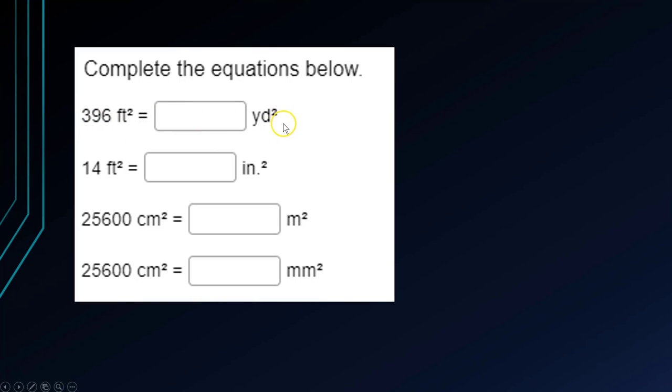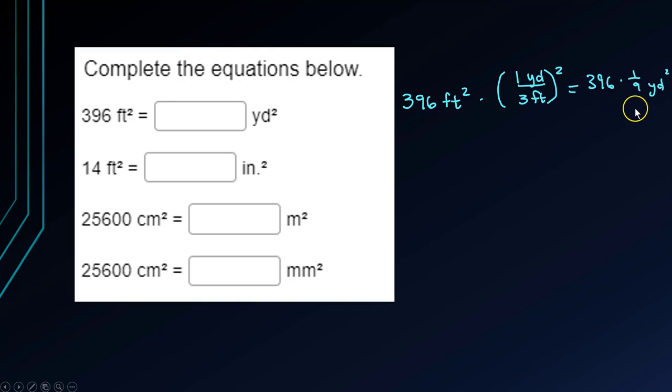We know that there are 3 feet in a yard. But I'm going from square feet to square yards, so I have to be careful about how I do this. So I'm going to start with 396 square feet. I know it's 1 yard over 3 feet, but I'm going to square that conversion because I want square yards and square feet. So basically I'm eventually going to take 396 and divide it by 9, or times 1/9, and I'm going to get 44 square yards.